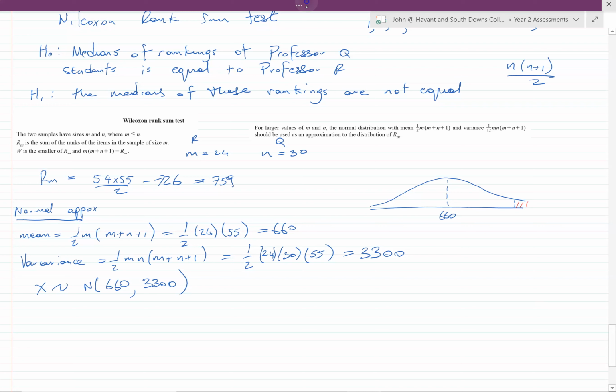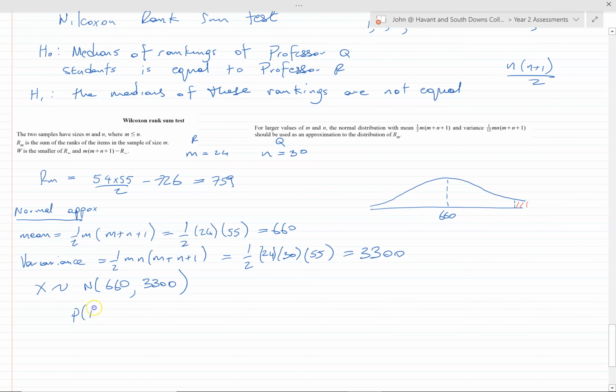So we want an approximation, so we want the probability that RM is greater than or equal to 759. In this case, the type of inequality is important because it needs to be an inclusive inequality. Right, now we're going to approximate that. Let's put the approximate sign in just to emphasize that. We're going to approximate that to the normal distribution with this continuity correction.